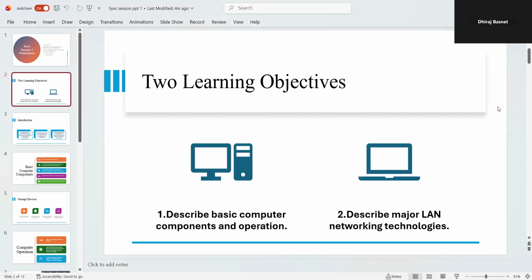Hello everyone. Today we will be covering the fundamental aspects of computers, including their basic components, how they operate, and major technologies used in local area networks or LANs. Understanding this topic is crucial because computers are an essential part of everyday life, whether at home, school, or work. By the end of this presentation, we will have a clear understanding of how computers work and how they connect to form networks.